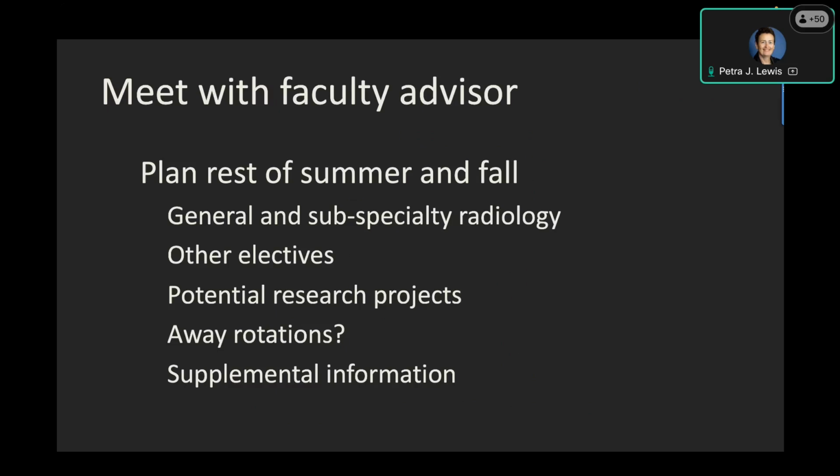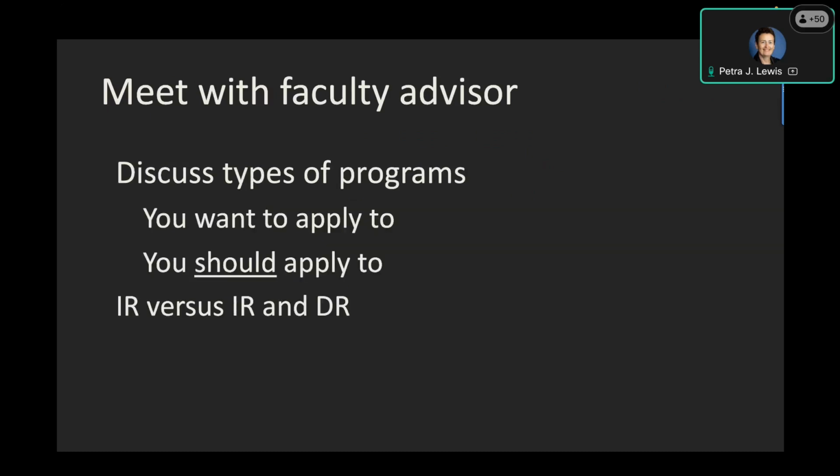Now think about when you meet with that faculty advisor, there are some things to do. Planning the rest of your summer this year and fall, whether they're going to be in general or subspecialty radiology electives, whether there are potential research projects you can be involved with, should you do away rotations, and discussing the supplemental information that we're going to talk about further. You want to discuss what types of programs you want to apply to, whether it's IR or DR, and they may say that you should apply to different ones than you initially want to. So they're going to try and make sure you have the best chance of success at getting matched in radiology.